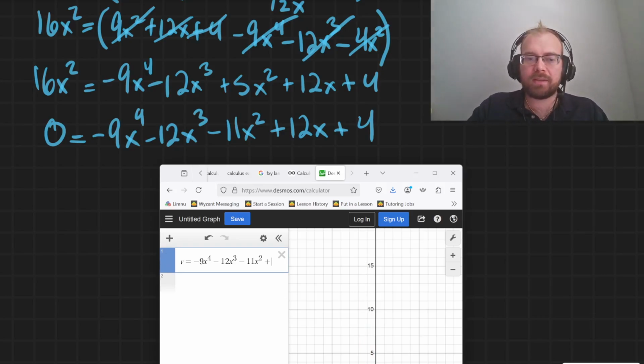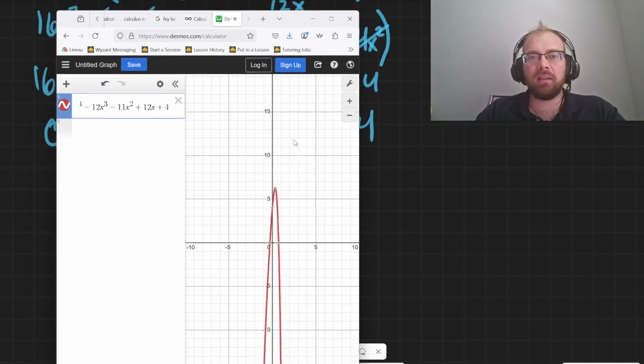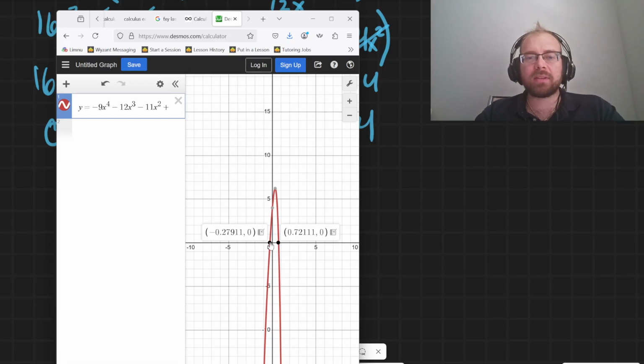Plus 12x plus 4. Okay, so I have a feeling we are going to have x-intercepts, but I also have a feeling that they're not going to be nice x-intercepts, and I might be right. Let's see. Yeah, that's not a nice x-intercept. Those are not nice numbers. They are most definitely not nice numbers. Yeah. Huh, I don't recognize those either.